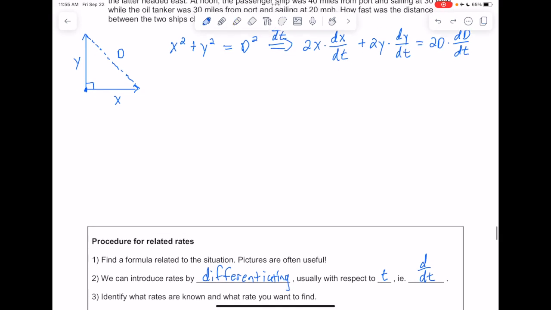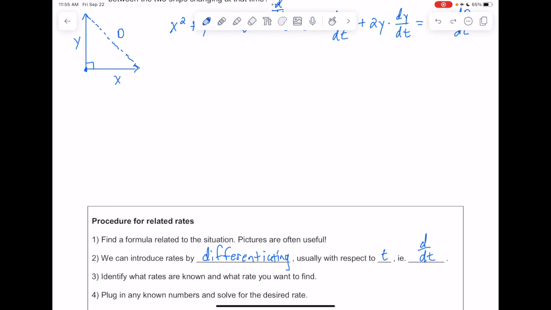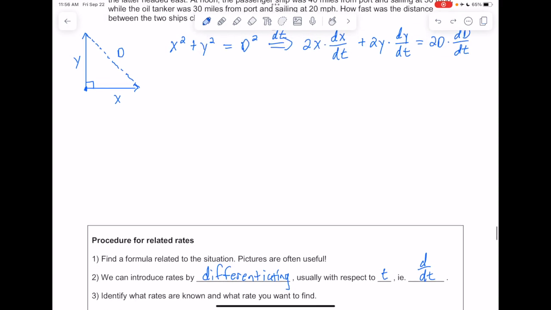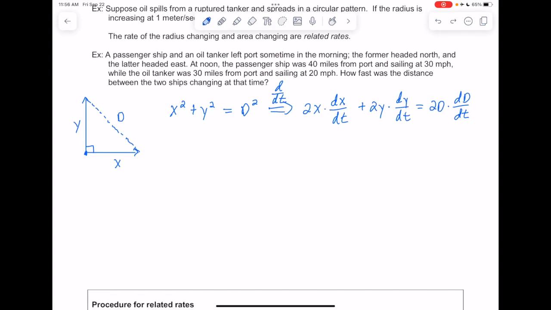All right, so what's next? Identify what rates are known and what rates you want to find. Okay, so let's go in there and start looking around for some rates. So I see this 40 miles, but that's not a rate. That is a distance. So the rate is the 30 miles per hour. So that's the rate for which one? The passenger ship, which was the one that was sailing north. So that was our vertical one. So that is our dy dt. So the rate at which y is changing with respect to t is 30 miles per hour.